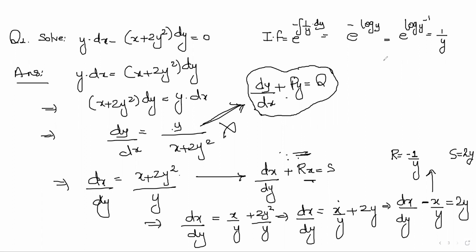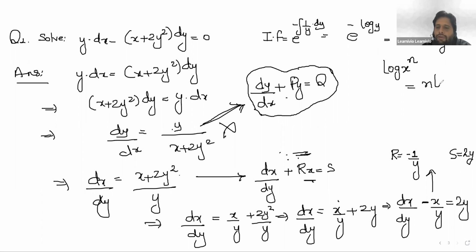But how is it e raised to minus 1 log y? Log x to the power n is equal to n log x. We have this property of log. If you have anything here, then you can shift that as a power. Here you have minus, minus means minus 1, so we have shifted this here. This negative can be shifted here.